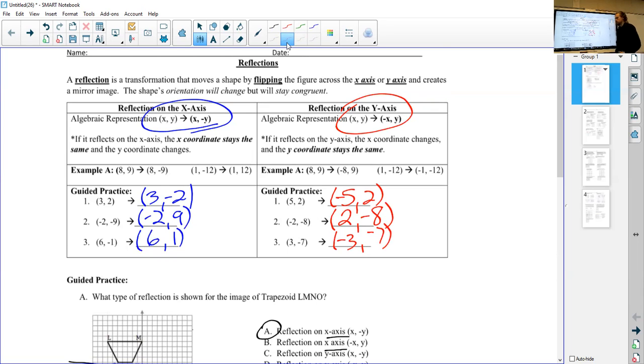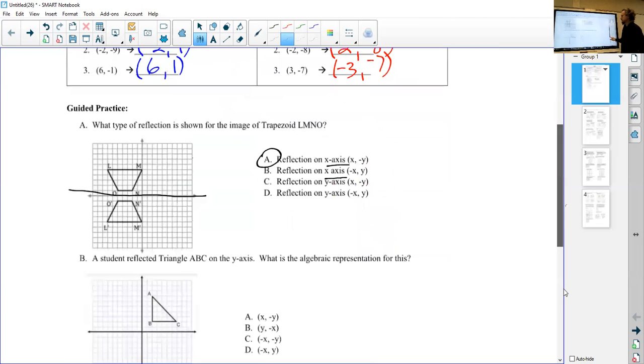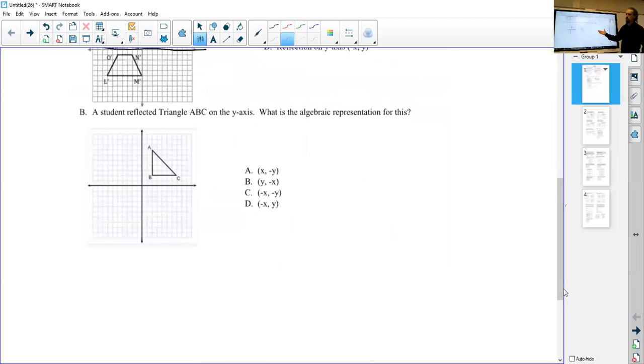There's no trick questions here. So if you go over the x-axis, all your y values change. If you go over the y-axis, all your x values change. That's it. So all the questions you're going to see are basically, can you find the rule?